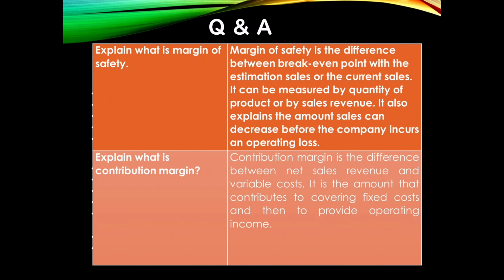And now for the Q&A section. Question 1. Explain what is margin of safety. Margin of safety is the difference between break-even point with the estimation sales or the current sales. It can be measured by quantity of product or by sales revenue. It also explains the amount sales can decrease before the company incurs an operating loss.